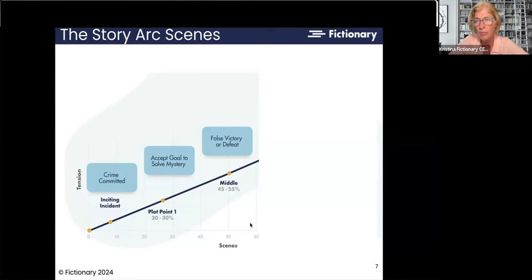So up until middle plot point, you're going to have more suspects, and there's going to be some that get eliminated by middle plot point. So now the protagonist can get proactive because there's a limited number of suspects, and they can start looking. All right, and then plot point two, also the same as every other story.